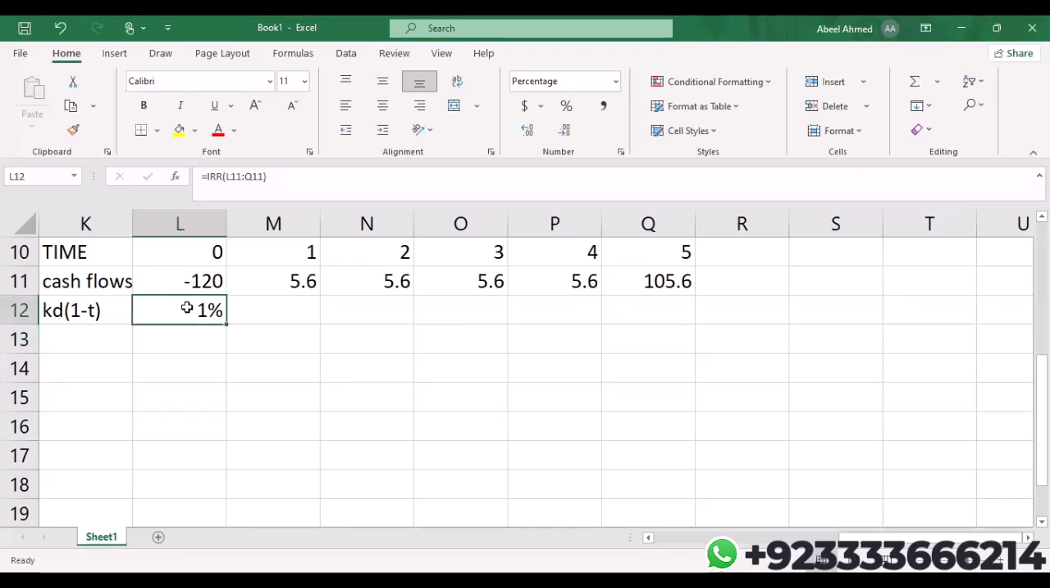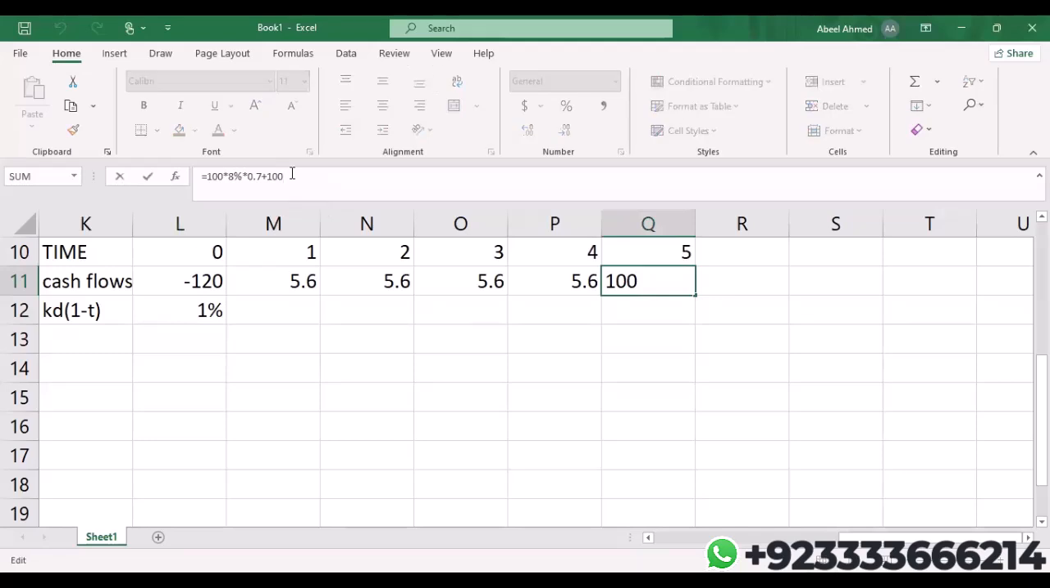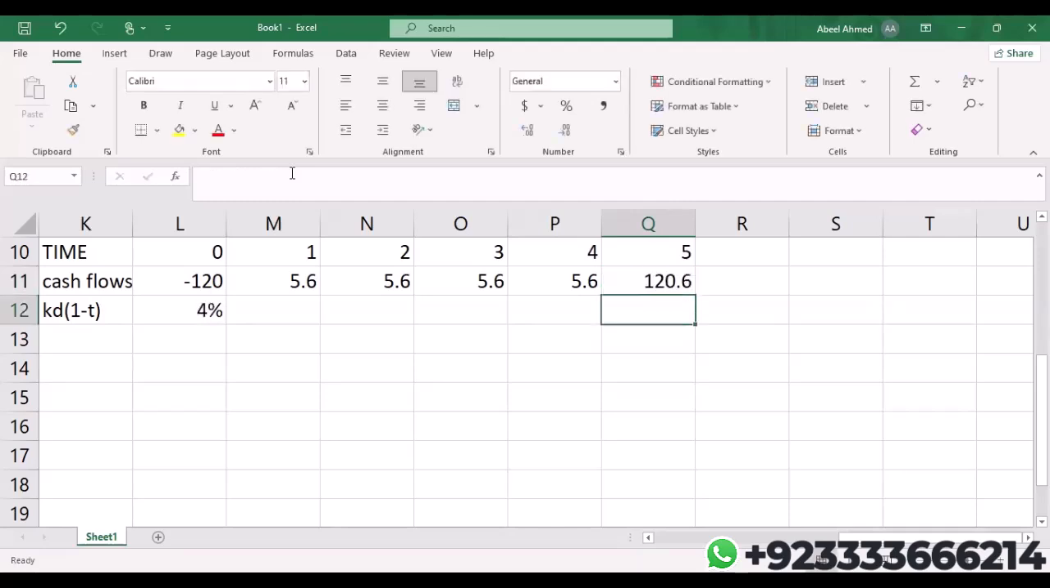Now, let's say the redemption is at a premium and the premium is 15%. So it will be 115. So KD (1 minus T) is 4%.